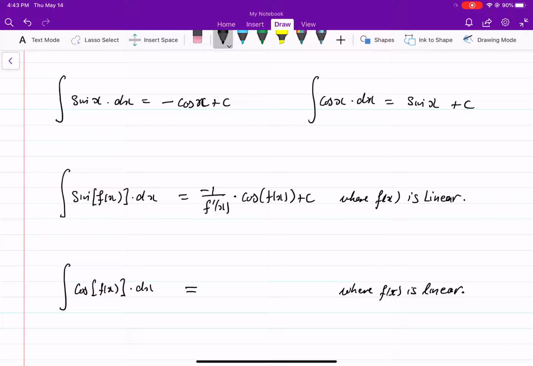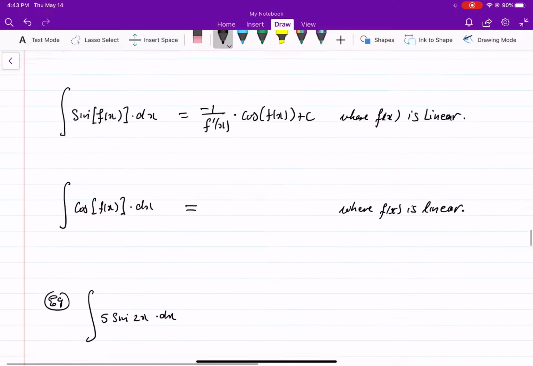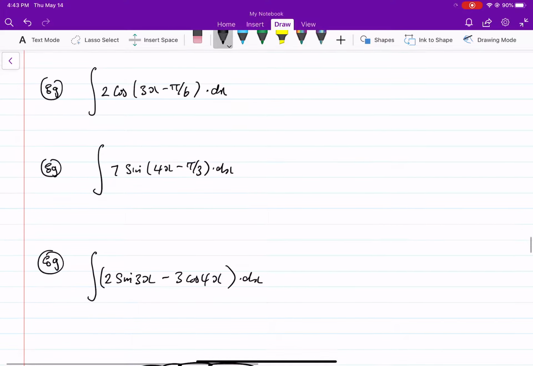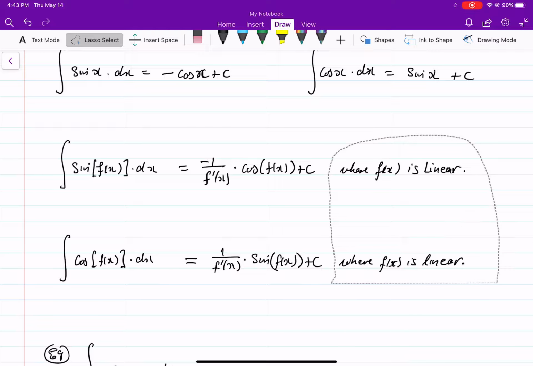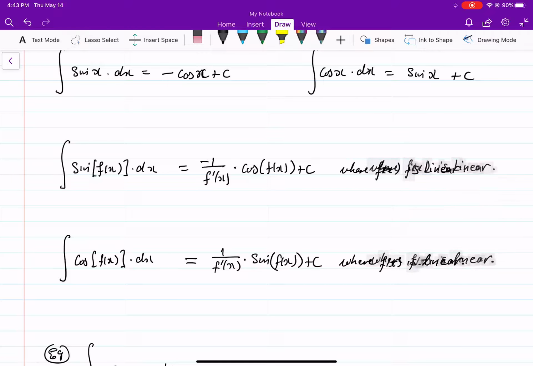I'll do an example right now. Well, I got several examples below. All right. And then the integral of cos of f of x dx, where f of x is linear again, that will be 1 upon f prime of x times the sine of f of x plus c. Let me move this out a little further. There. So those are your rules.